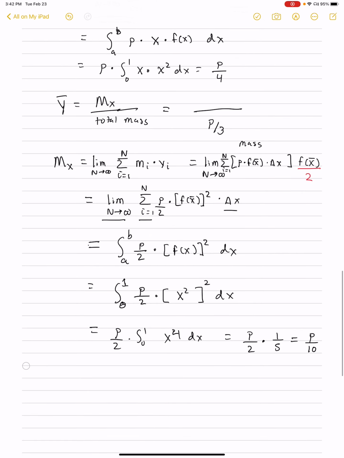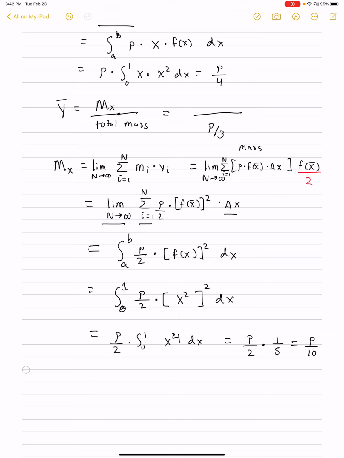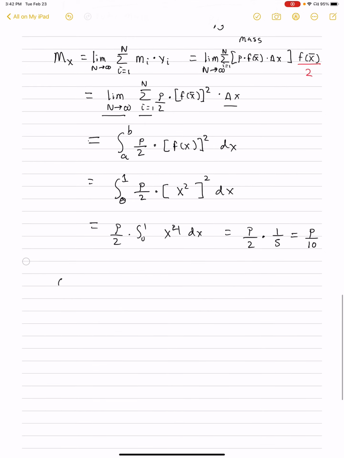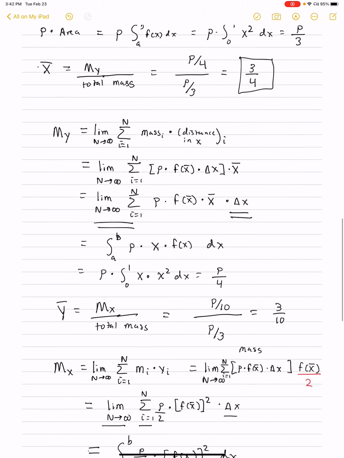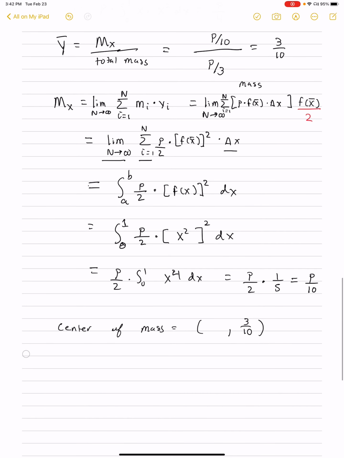Now we have the moment about x. We have that this is rho over 10. The rhos cancel. This is going to be 3/10. So our center of mass in this case, that's going to be 3/10 in y. And in x is going to be 3/4. And that's how we find the center of mass for a solid region.